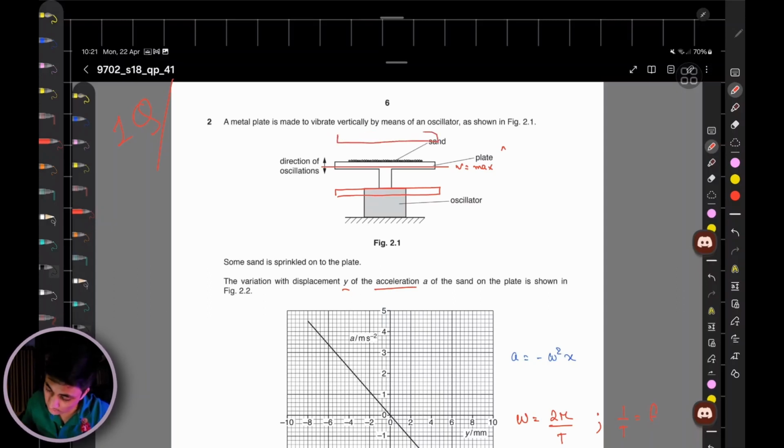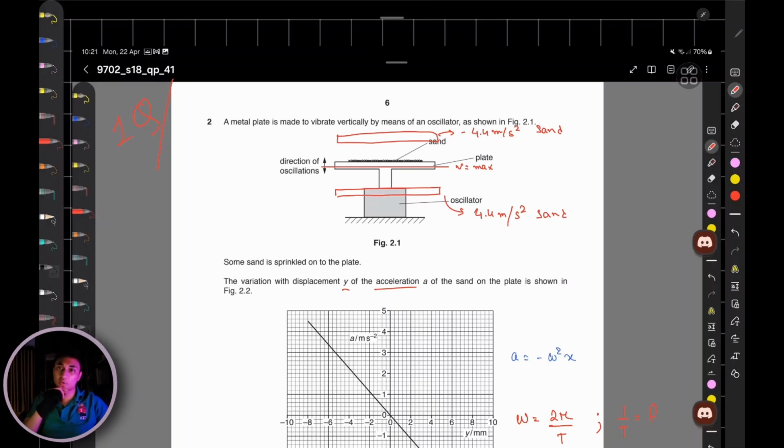Right? Fair enough. So at this position, what is your normal acceleration? That means in this case, there is negative 4.4 meter per second squared. That is the acceleration. Negative 4.4 meter per second squared is the acceleration of what? Of the sand. And at the bottommost position, the acceleration of the sand is 4.4 meter per second squared.